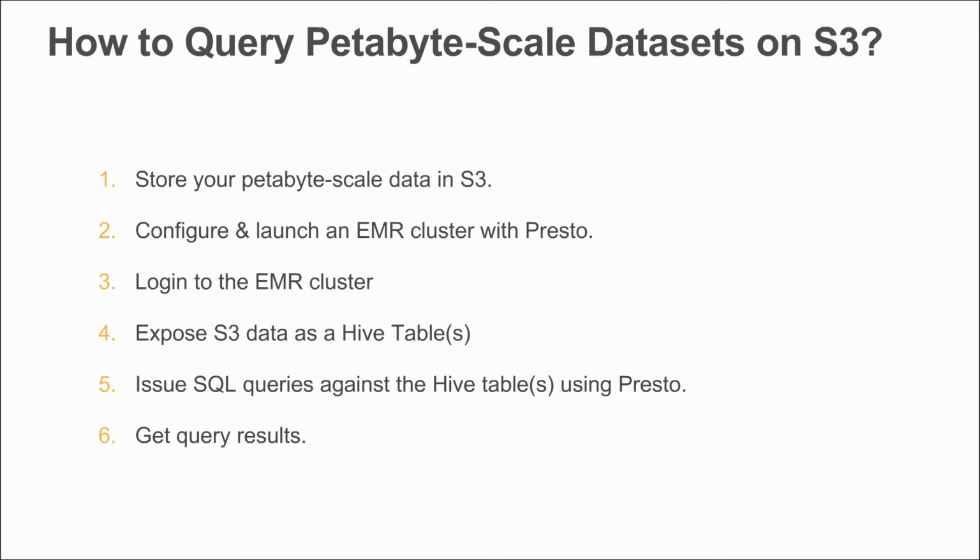All right, so how do we work with petabyte scale data in a schema on read fashion? Well, there's 6 relatively simple steps. Number 1, you store your data on S3. 2, you configure and launch an EMR cluster, making sure Presto is present. 3, you log into the cluster. 4, you expose that data that's on S3 as one or more Hive tables. That makes it available for querying. And then 5, you issue your SQL queries using Presto against those tables as defined in Hive. And then 6, you get your results. We'll see this in action towards the end.